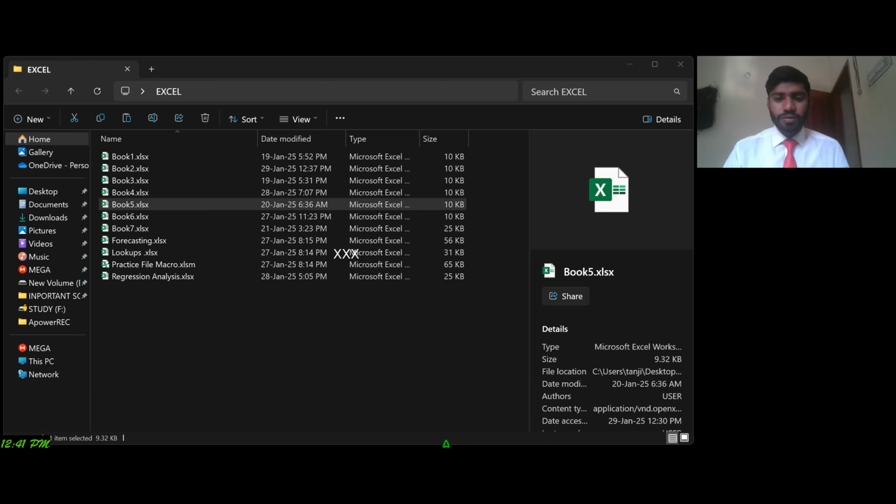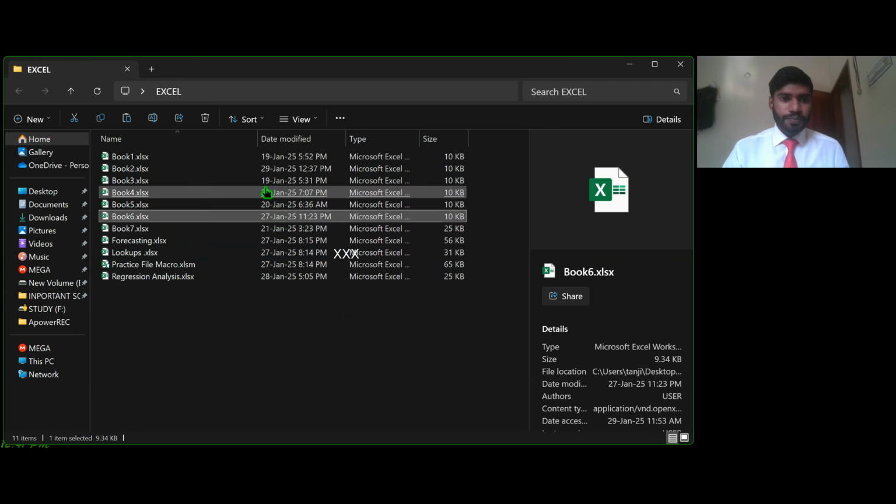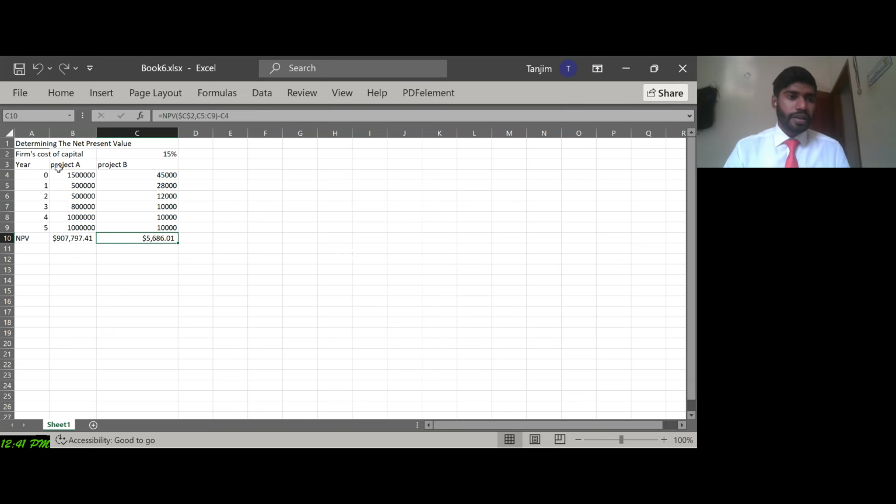Right. So, firstly, we can go to Excel. We can see the information on the net present value, NPV. So, how do we calculate the NPV? Firstly, we can see that this project has a cost of capital of 15%, and there are project A and project B. Which project should we select in this situation? We select the project with the greater profit, the greater NPV.